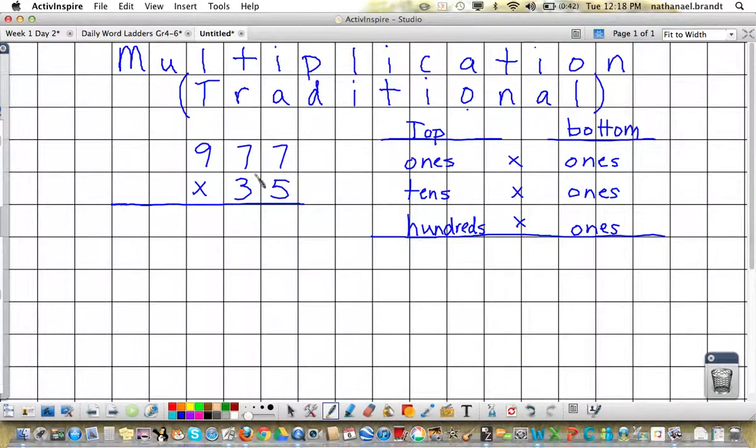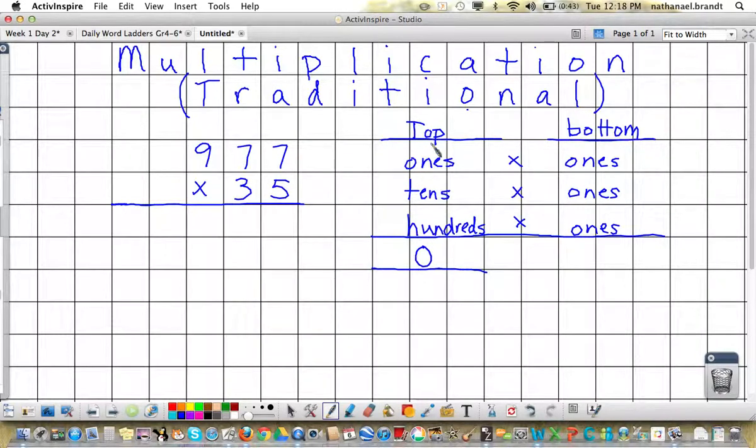Before we multiply by the tens place, we're going to put a 0 down as our placeholder, because we're no longer multiplying by the ones place. We need to put a 0 there to hold our place, to know that we're now multiplying by the tens place. And once we put our 0 down, we can go back through the same process.